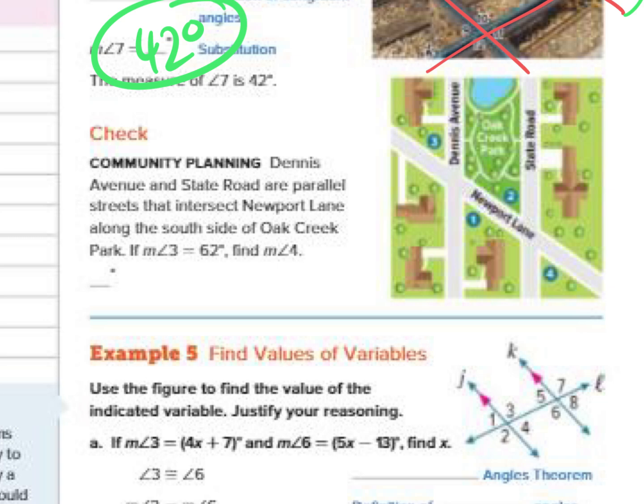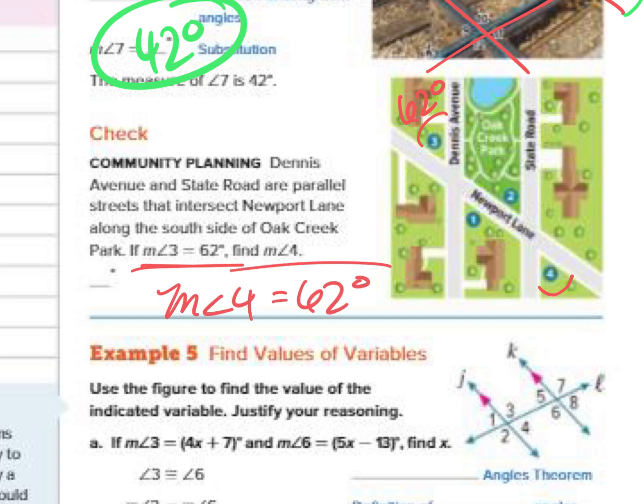Same thing on the check, guys. Let's look at what type of angles we have. They've told us that angle 3 is 62. Angle 3 is found here. 62 degrees is an acute angle. It's less than 90. Let's look at angle 4. Angle 4 is also an acute angle. So I've got two acute angles. That must mean their measures should be exactly the same. So the measure of angle 4 should be 62 degrees as well.